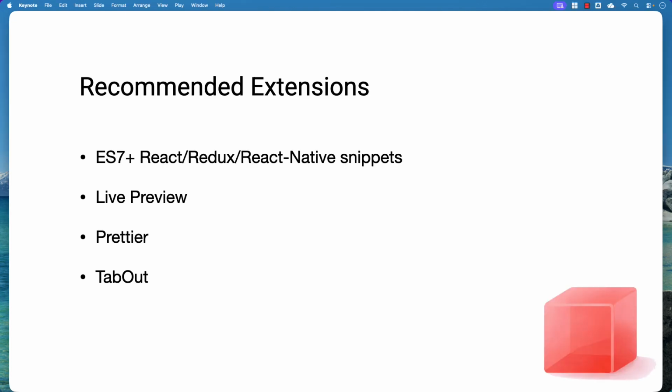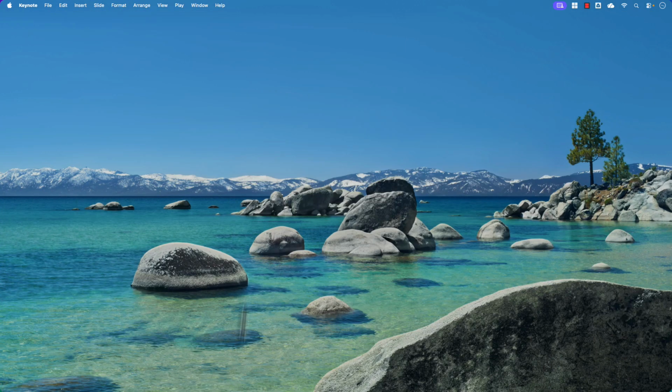There's only really 4 extensions which I'd recommend you install. The first of these just provides some useful shortcuts when working with React. Live Preview is for previewing web pages, which we'll use early on in the course. Prettier will format all our code for us, which gives us a consistent layout. And TabOut is just a convenience tool. You can hit the tab key to jump out of brackets and quotes. So I'll show you how to install these. It's exactly the same on Mac and Windows.